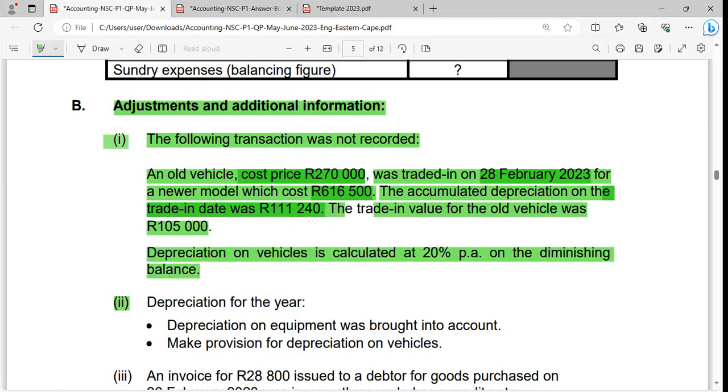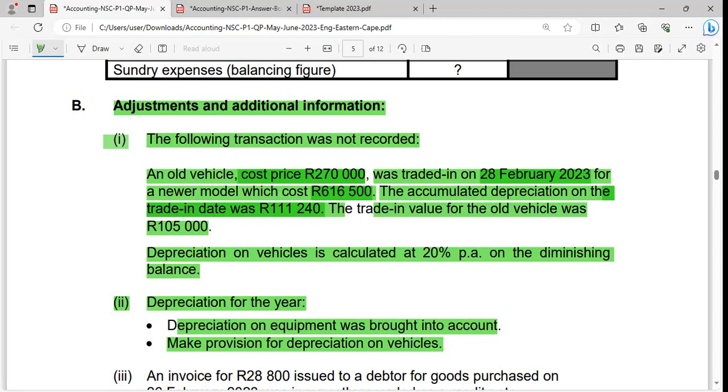So part 2 of information B, depreciation for the year. Depreciation on equipment was brought into account. Okay, make provision for depreciation on vehicles. So guys, we are instructed to use this information not to prepare the asset disposal, but to calculate the profit or loss on this old vehicle.